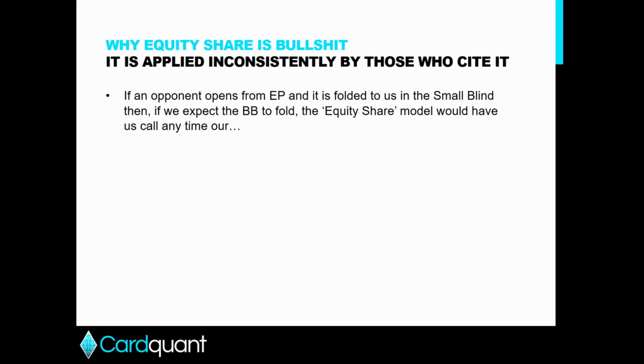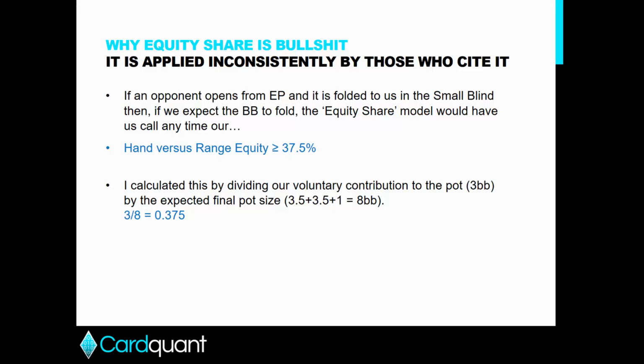If an opponent opens from under the gun and is folded to us in a small blind, then if we expect the big blind to fold, the equity share model would have us call any time that our hand versus range equity is higher than 37.5%. So you can do this calculation quite simply. You divide your voluntary contribution to the pot. So if somebody's open to 3.5 big blinds, you're in the small blind having contributed half a big blind, you need to pay 3 more. The expected final pot size, if the big blind is going to fold, is the 3.5 that the under the gun has put in, the 3.5 that you've put in, and the 1 big blind of dead money.